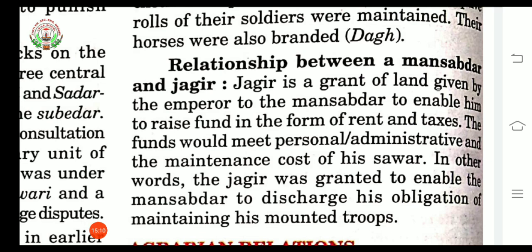In other words, we can say that the Jagir was granted to the Mansabdar so that he could discharge his obligation. Obligation means liabilities or duties. And what were their liabilities? Liabilities were to maintain their mounted troops. Mounted troops means soldiers who fight mounted on horseback.